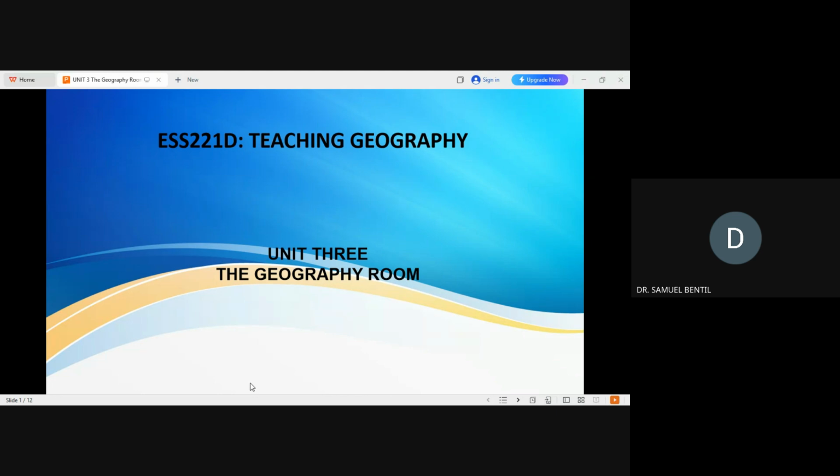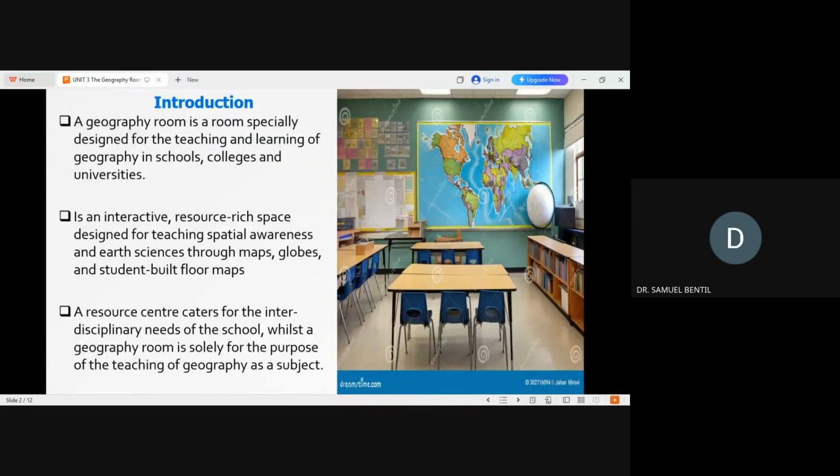Now, one of the areas which is very keen, and which is rare to find in Ghana, has to do with the laboratory of the geographer, the lab of the geographer, what we call the geography room. Now, I want to look at what it is, what it entails, and how it is designed, so that if any geography teacher would want to design something of that nature, he will know how to go about it.